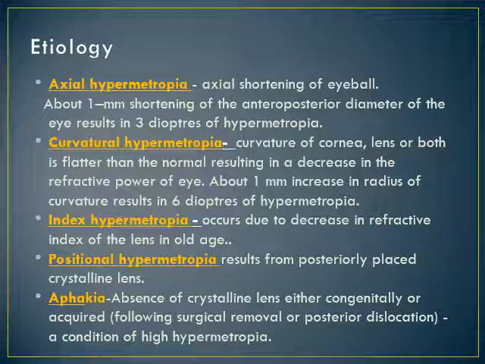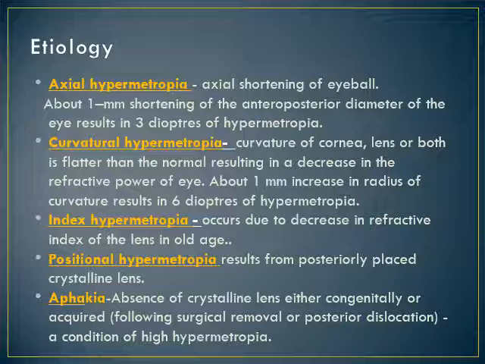So 1 mm shortening of the anteroposterior diameter of the eye results in 3 diopters of hypermetropia. What is curvatural? The curvature of the cornea and lens, or both, is flatter than normal, resulting in a decrease in refractive power of the eye. So a 1 mm increase in the radius of curvature results in 6 diopters of hypermetropia.